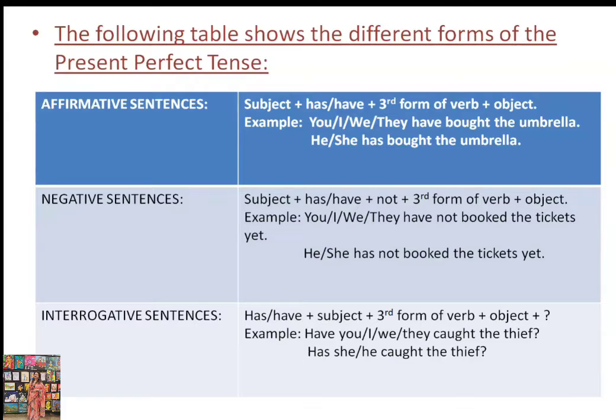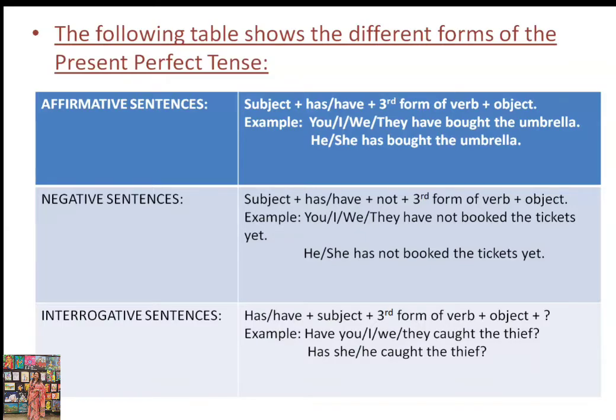For example, he has bought a pen. He has gone to the market. We don't say I has gone to the market to buy vegetables. Okay, it's wrong. It is I have gone to the market to buy vegetables, or I have bought the umbrella. Okay, so where to use have and has? Please clear your doubts here. Has with he and she, and have with you, I, we, and they.